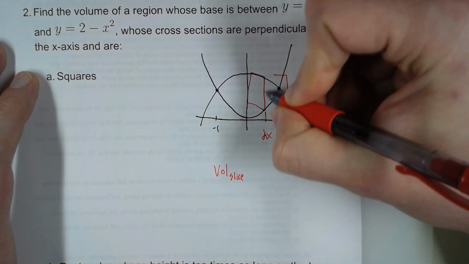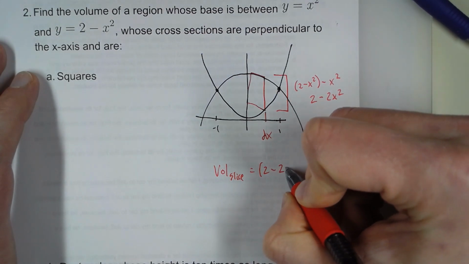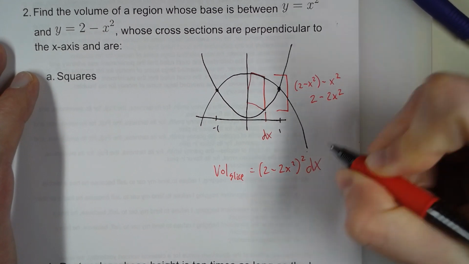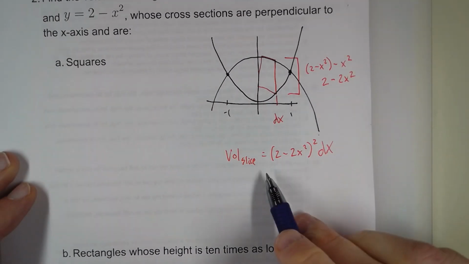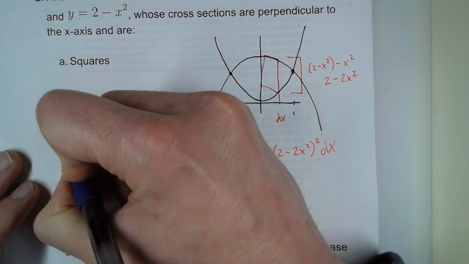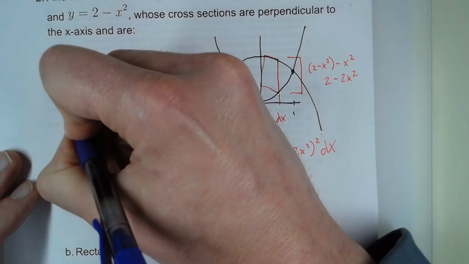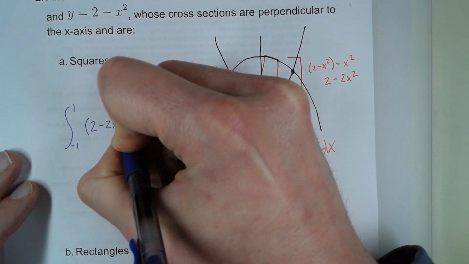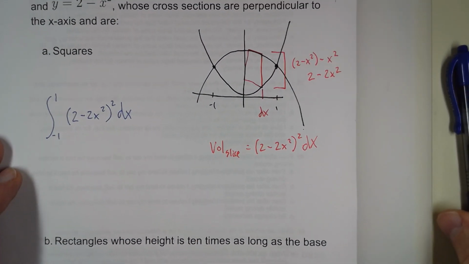So the volume of this slice of the region is (2 minus 2x squared) quantity squared dx. Since that's the volume of the slice, we add up all these slices from negative 1 to 1, and we put (2 minus 2x squared) squared dx in there.